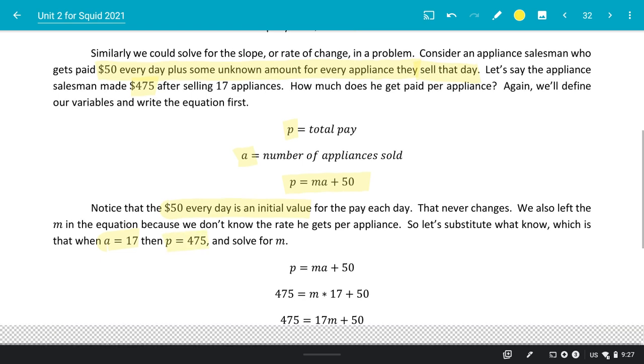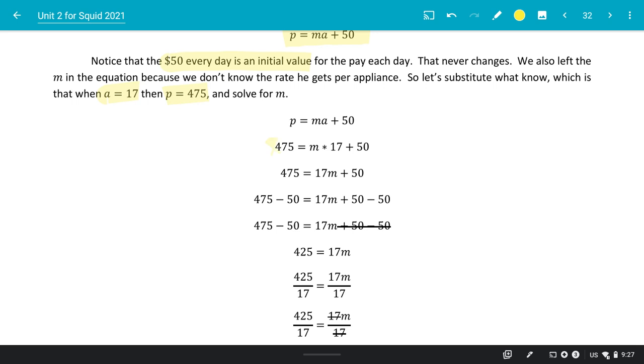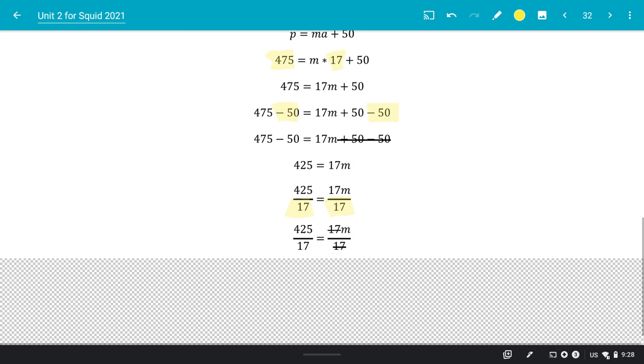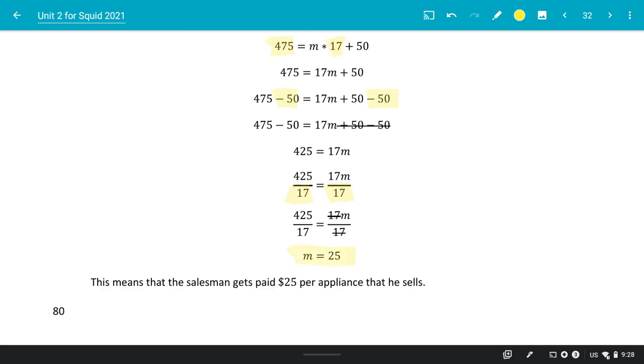Then solve for M. So we put the 475 in, we put the 17 in. So subtract 50 from both sides, divide by 17, and M equals 25. This means that the salesman gets paid $25 per appliance that he sells. Isn't it amazing how we can find that if we have enough information?